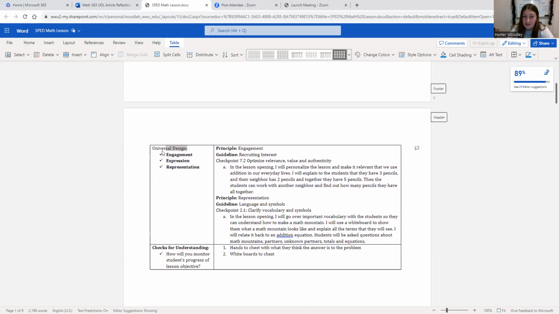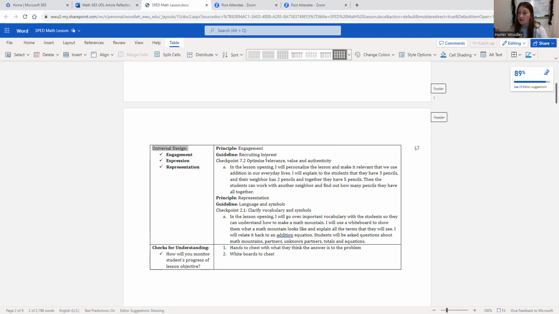And then this is the template that we're given for our department. This is the special education elementary ed template for Woodring. Basically before we created our lesson plans, we got it empty and we put in all the information. Right on here we have UDL. We have to go in and find UDL within our lesson, which is so convenient. I picked engagement and the guideline was recruiting interest.